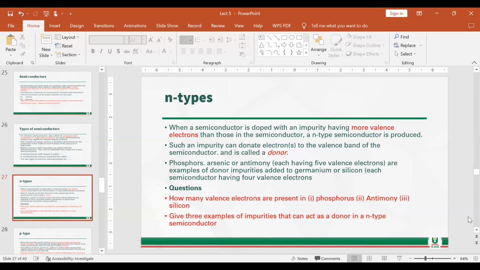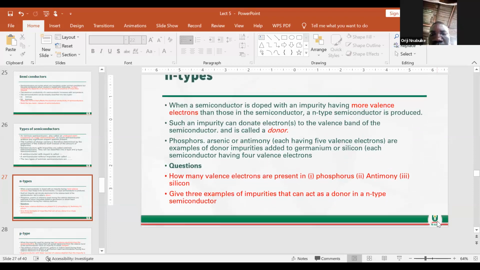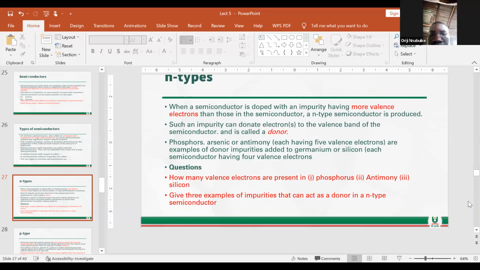substances that can be used to dope germanium or silicon. So when such are doped, they can now form N-type semiconductors. So how many valence electrons are present in phosphorus, antimony, and silicon? Give 3 examples of impurities that can act as donors in an N-type semiconductor. We mentioned that just now.